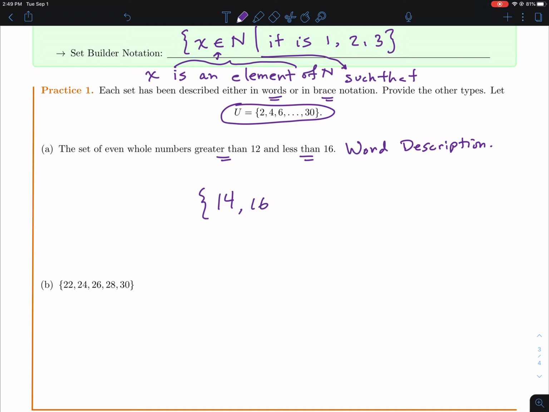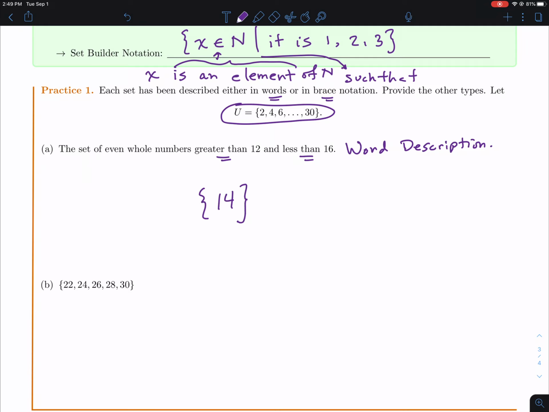So are we going to put 16 in there? No. Again, we want it to be less than 16. So in this case, it turns out there's only one number in our set. It's just the number 14. All right, does anybody have any questions or anything about that?